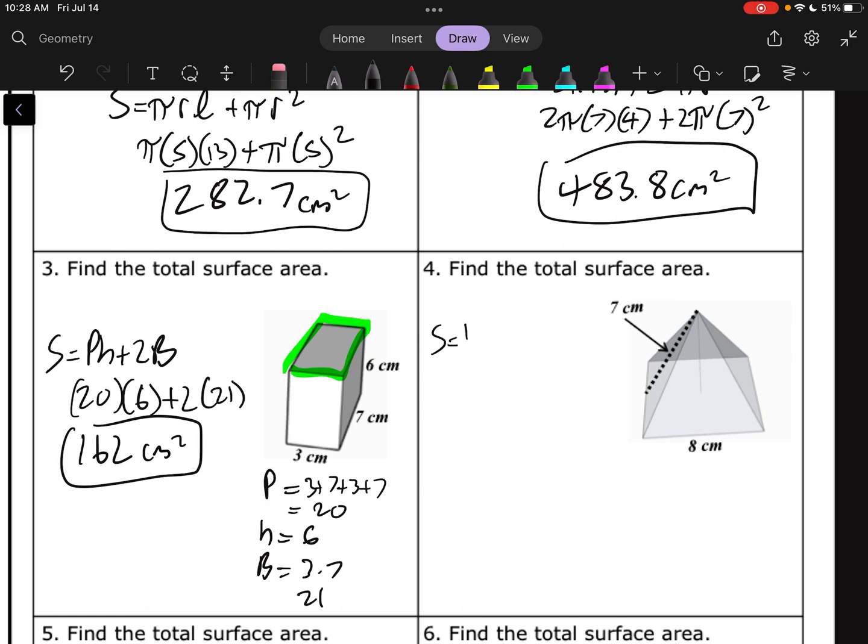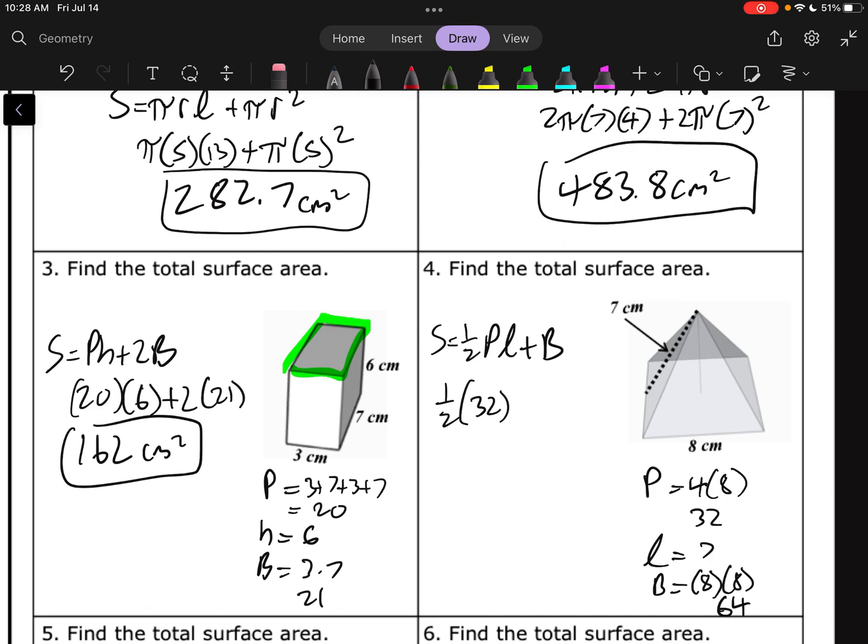For our pyramid here, we need to do 1/2 PL plus B. Your perimeter should have been the perimeter of the square down there, which would have been 4 times 8, which is 32. Your L is 7, and your base should have been 8 times 8, which was 64. So we're going to do 1/2 times 32 times 7 plus 64. And I'm going to get 176 centimeters squared.